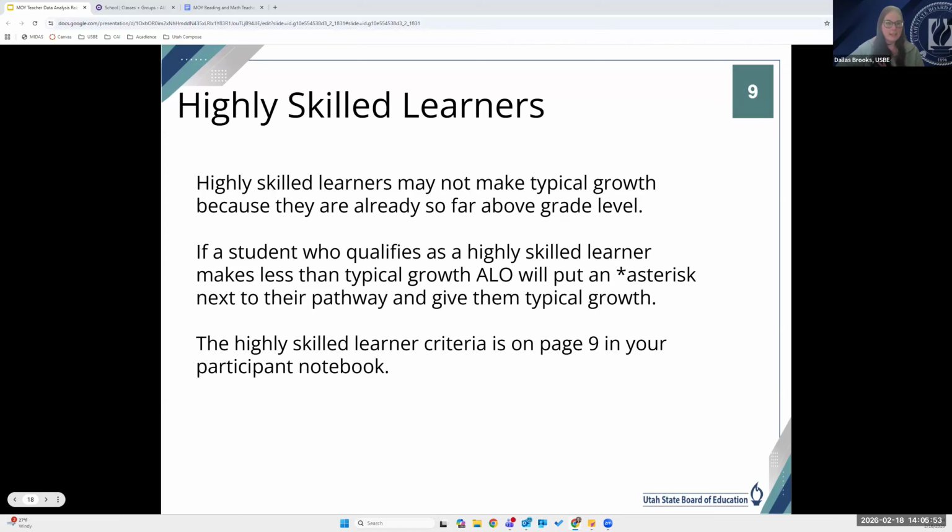There is criteria to be considered a highly skilled learner for both math and reading. You can find that criteria on page 9 of your participant notebook. It walks you through the students that would qualify for this designation. But again, know that ALO will do this automatically for you and puts that little asterisk there for them.